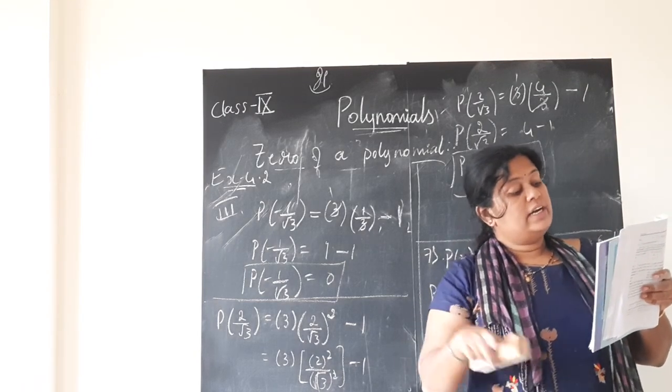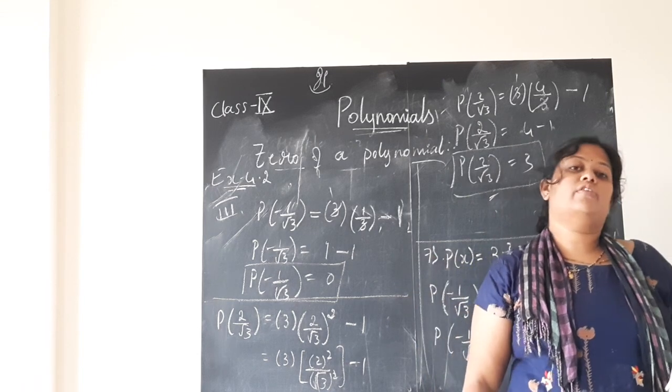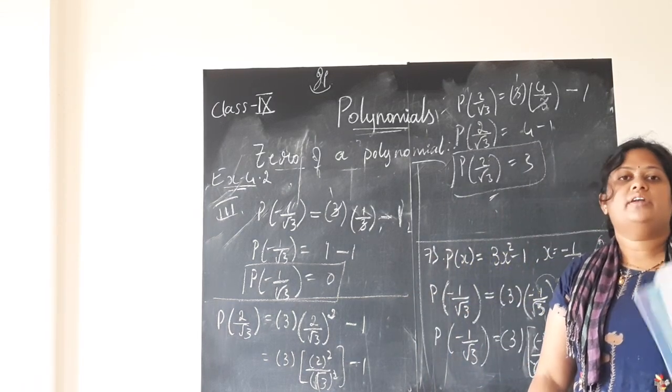4th main: look, find the zero of the polynomial in each of the following cases is the question. How do we find it out? Let us check now.